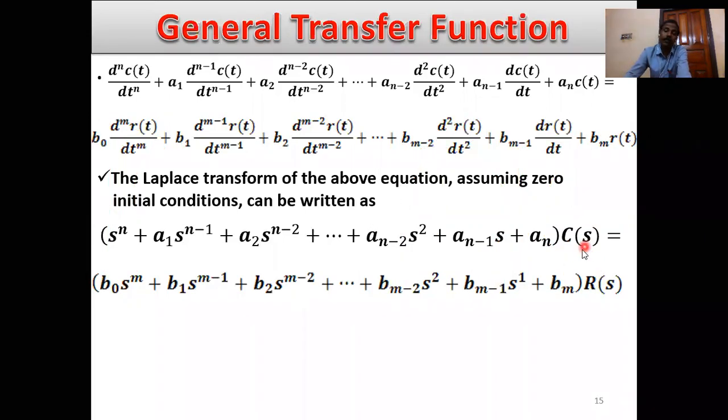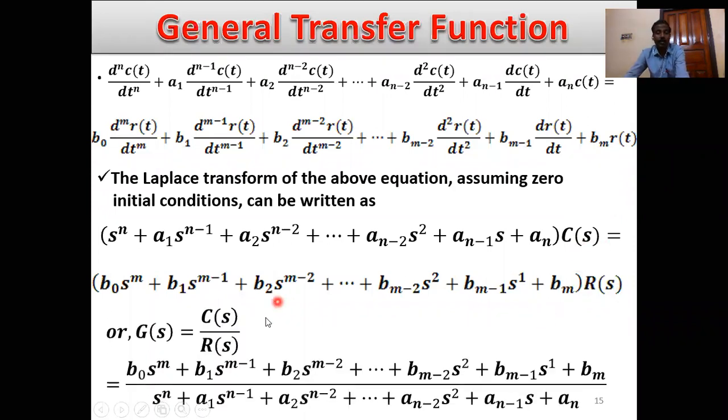Then just divide C(S) by R(S), calculate the C(S) by R(S) ratio, and we get C(S) by R(S) equals B0 s to the power m plus B1 s to the power m minus 1 plus B2 s to the power m minus 2 plus Bm minus 1 s to the power 1 plus Bm, divided by s to the power n plus A1 s to the power n minus 1 plus A2 s to the power n minus 2 plus up to An. So this is the transfer function: output by input, where output equals C of S and input equals R of S.